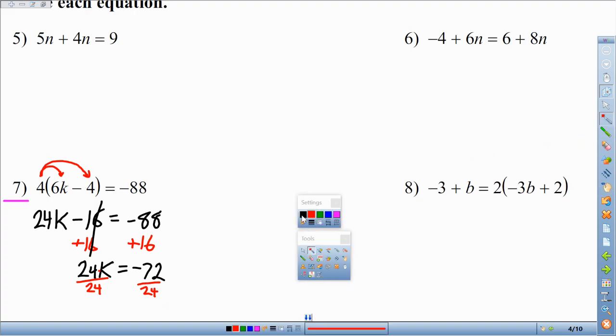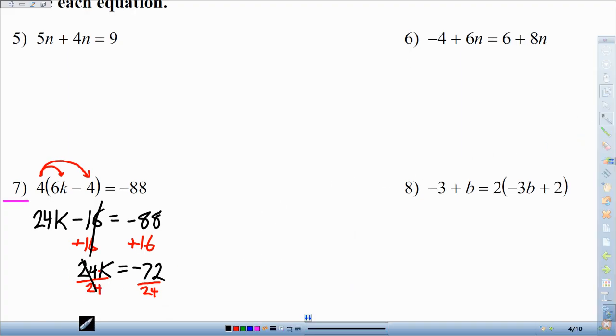On the review and especially on the test, I must see work on all of these problems. Basically from here on out, from 5 down, I need to see work. I cannot just have answers. Even if you can just do this in the calculator, I need to see it. So negative 72 divided by 24 gives me negative 3. Something good to know on these solving problems, you will not be getting decimals. So if that happens, it's a good way of knowing something went wrong.